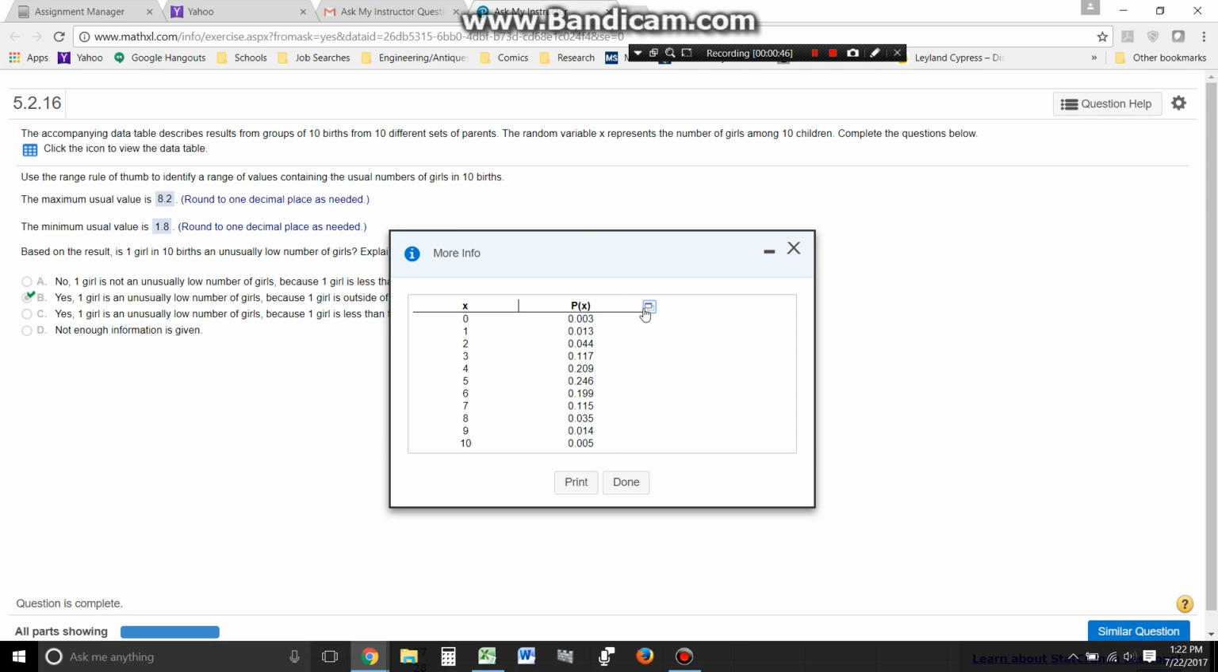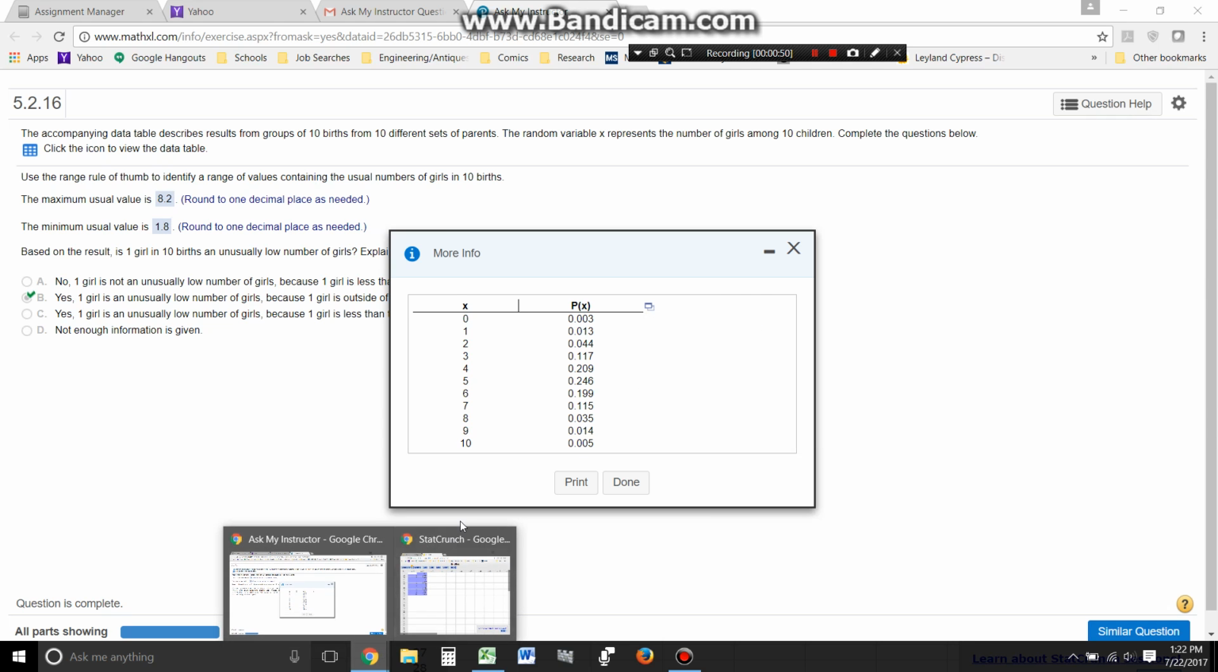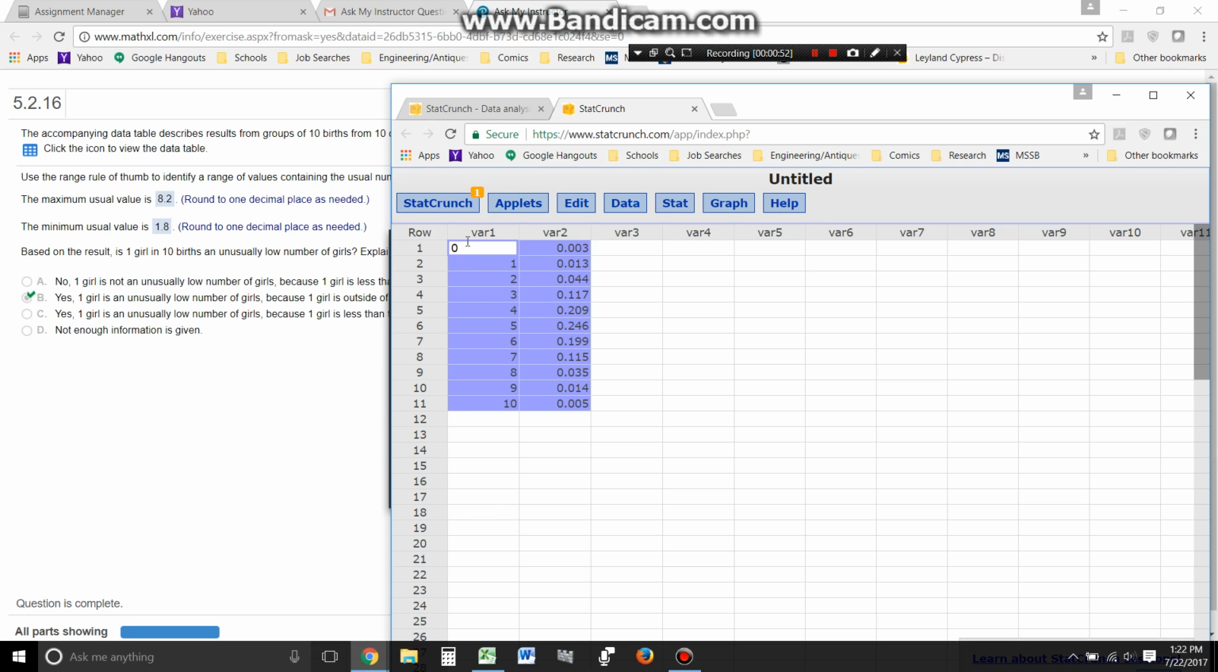So now what I'm going to do is open this data in StatCrunch. And there it is right there. So this is just the data in StatCrunch. I would highly recommend opening it in Excel or StatCrunch and then cutting and pasting it into StatCrunch as opposed to just typing it in again. That will minimize transcription errors.